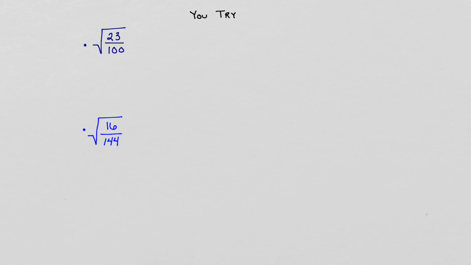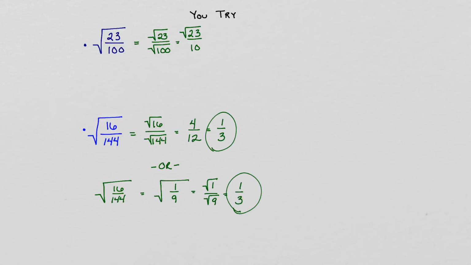For our first example, we have the square root of 23 over 100. We can rewrite that as the square root of 23 over the square root of 100. Again, the value in the numerator is a prime number. In other words, we cannot break it down or simplify that square root any further than it already is. So we're going to leave it as the square root of 23. However, the square root of 100 becomes 10.